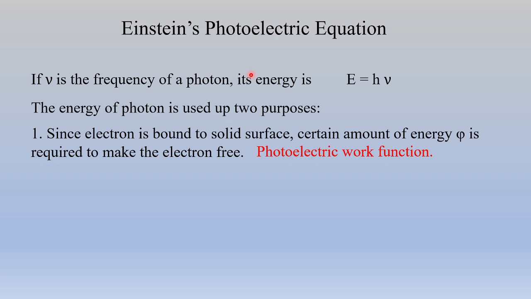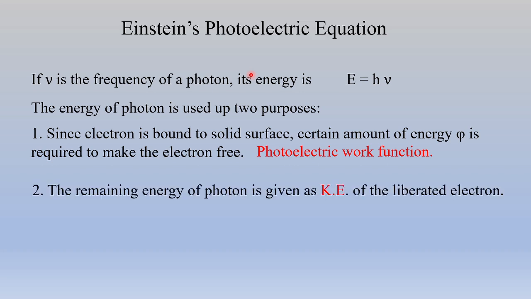What happened to the remaining part of the energy? The remaining part of the energy of the photon is given as the kinetic energy of the liberated electron. So if m is the mass of the electron and v is the velocity of the electron, then the kinetic energy of the electron is given by E equal to half mv square.